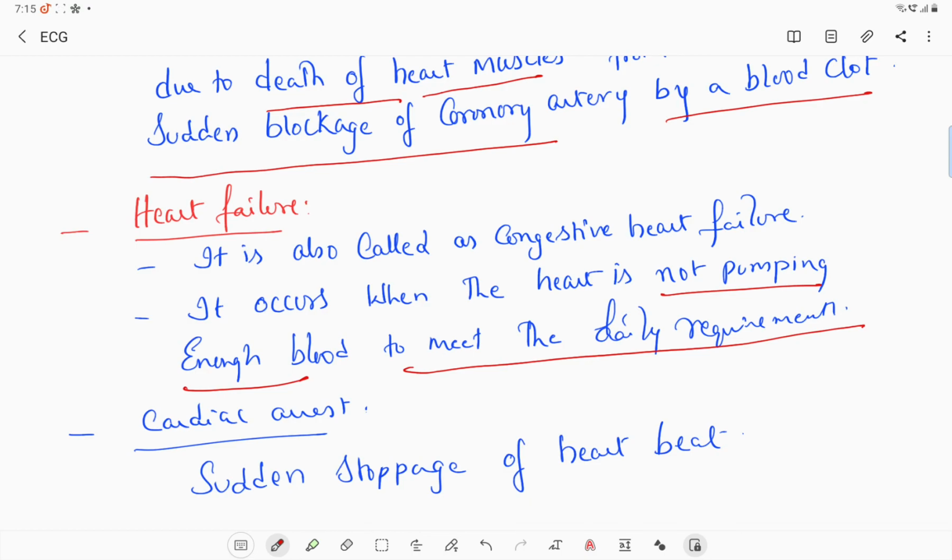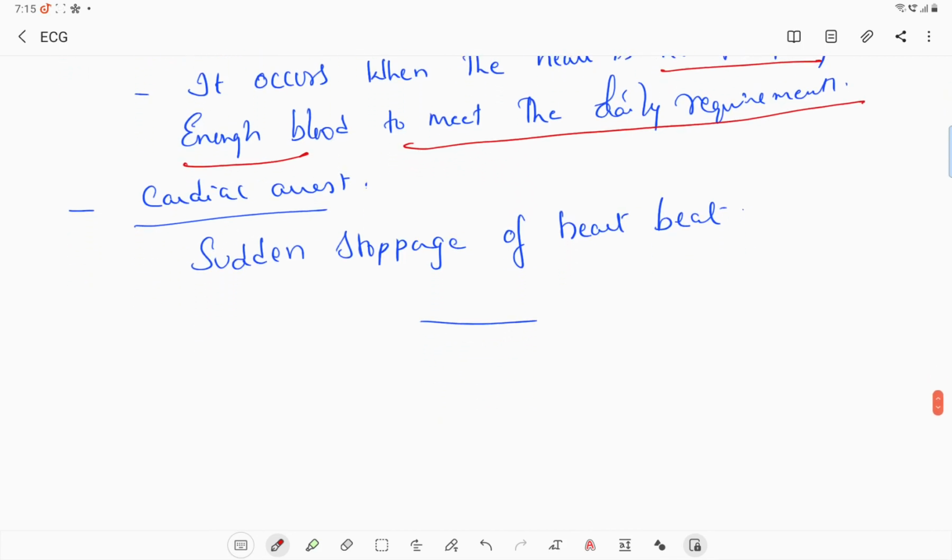Cardiac arrest means what? Sudden stoppage of the heartbeat. Sudden stoppage of the heartbeat is called cardiac arrest, and you have to remember the heart attack. Heart attack means the heart muscle is suddenly damaged by an inadequate blood supply.